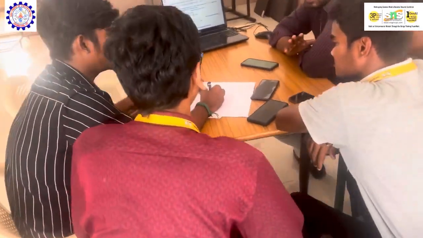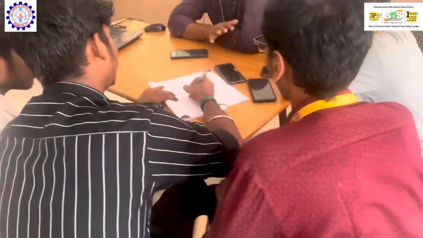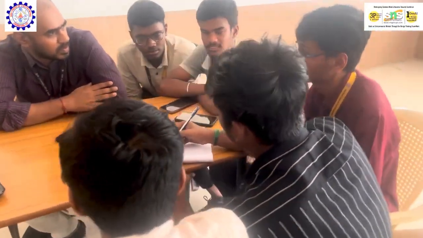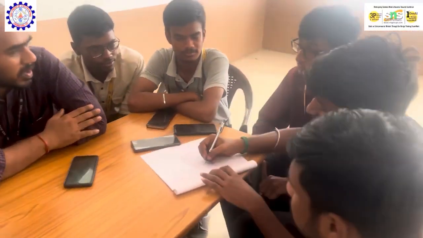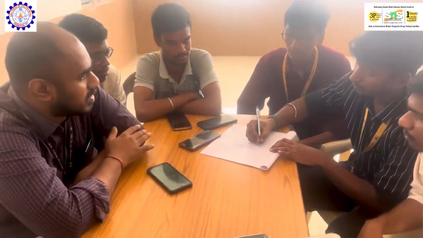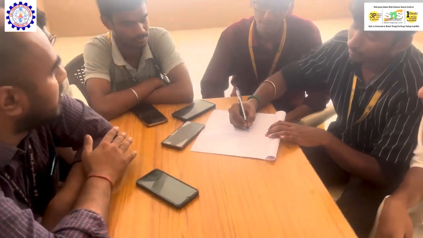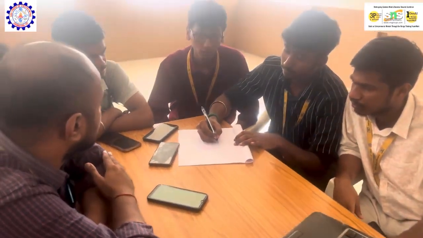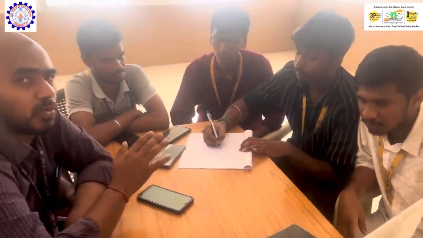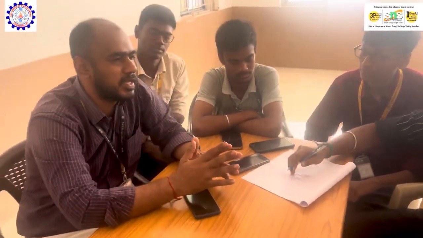V is equal to U plus AT. Do you follow? What will be the V? Yeah, very good. Since the car gets stopped, the final velocity will be 0. By substituting the values, what will be the T? Yeah, good, very good. Thank you. This is how we have to calculate the real industrial cases when we go for industries. Thank you.